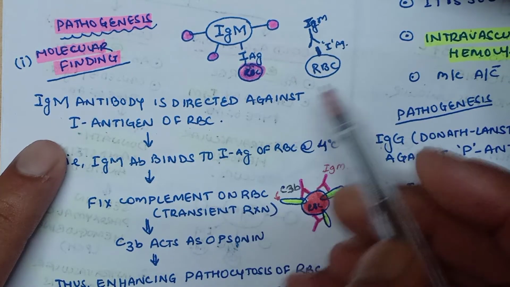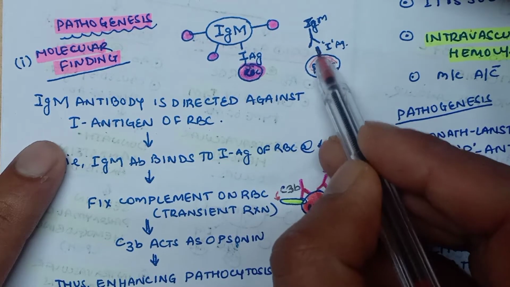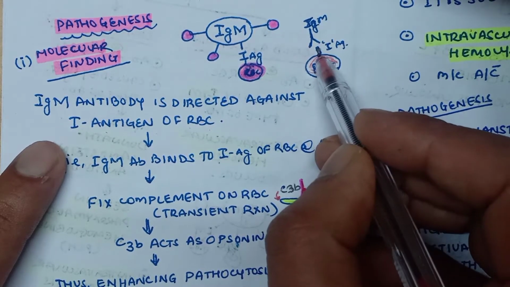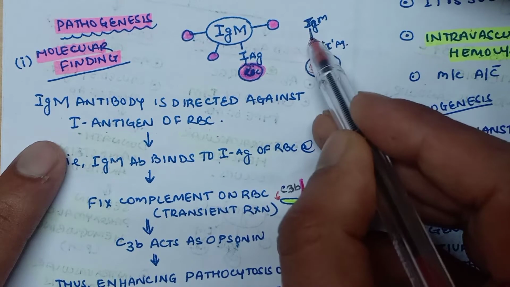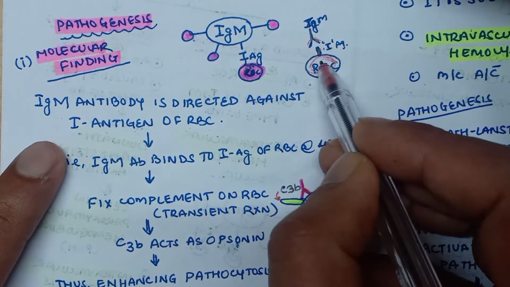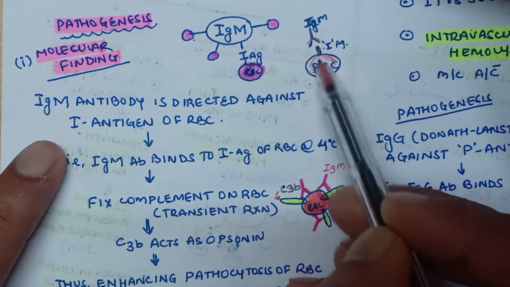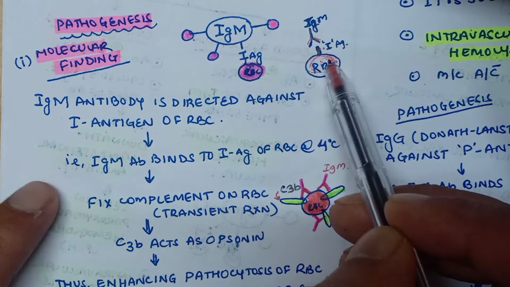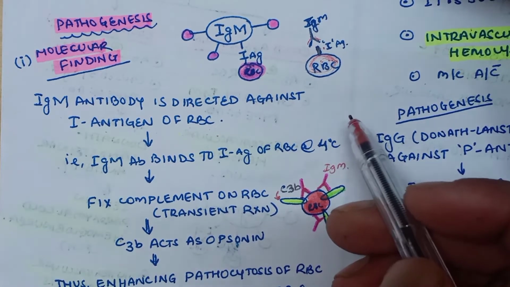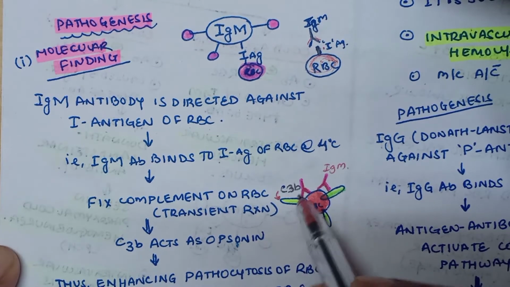of RBC. So this is an RBC. RBC has I antigen on its surface. So this IgM will be directed against I antigen of the RBC. That is, IgM will bind to I antigen of the RBC at 4 degrees centigrade. And once it binds, this will fix the complement on RBC. So this IgM will fix this complement.